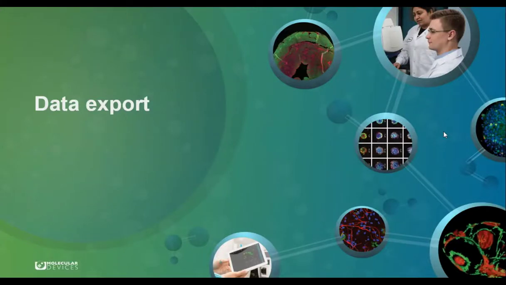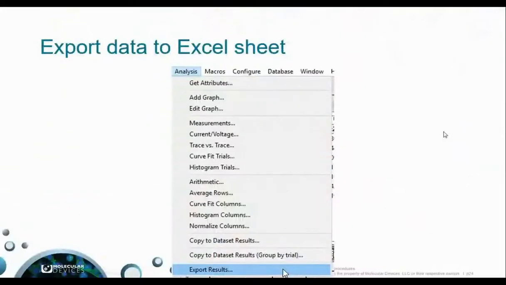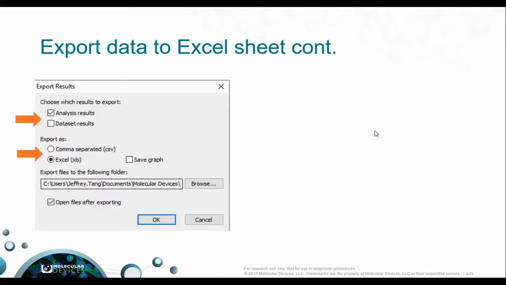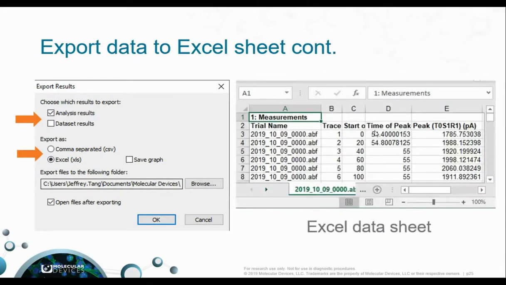Now let's talk about how to export the data. Now you select the Analysis tab and then go down, you can find the export result. You can export your result to Excel file. You can select what kind of result and what format and click OK. Then the result will be automatically exported to Excel file as shown on the right-hand side.